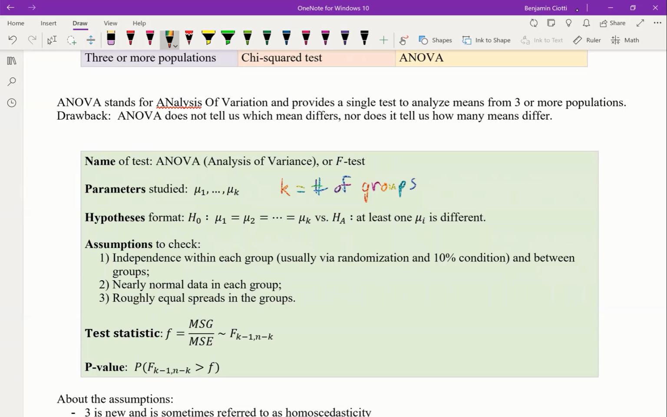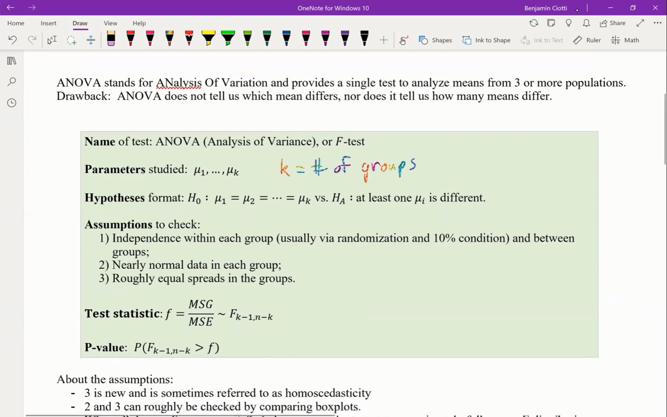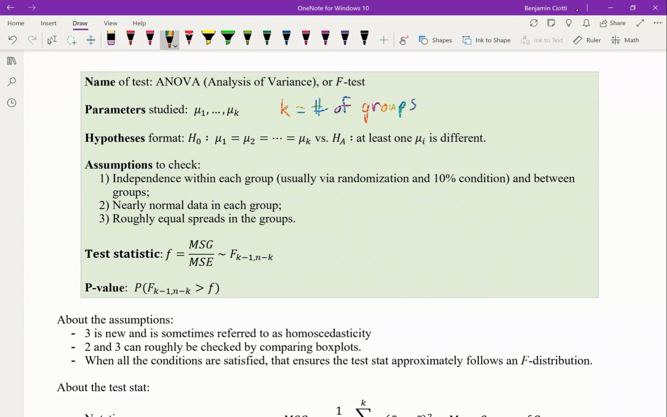Our test statistic is the ratio of the so-called mean square of the groups divided by the mean square of the errors, and it lives on a new distribution called an F distribution with degrees of freedom k-1 and n-k, and I'll explain more about that in a second. But finally, we can get our p-value by shading to the right of the test statistic underneath the corresponding F distribution.